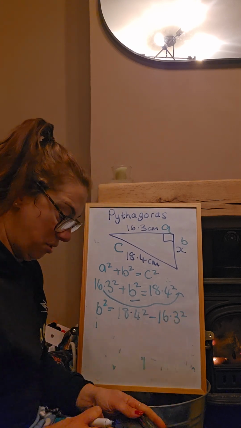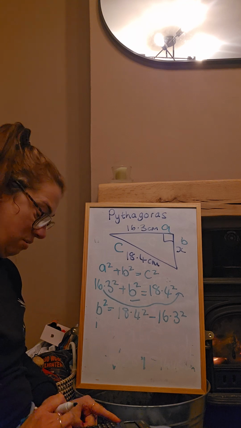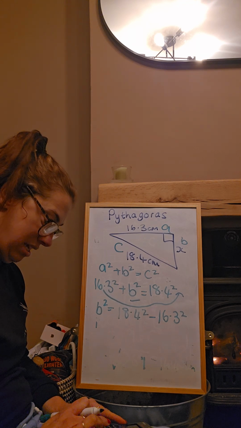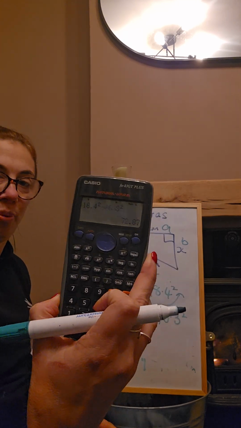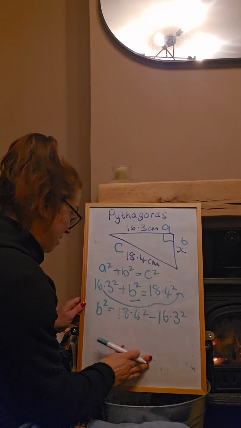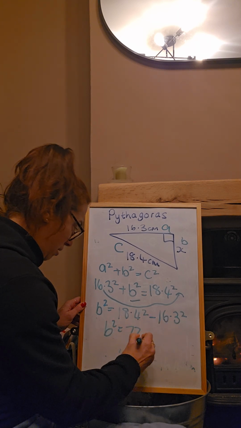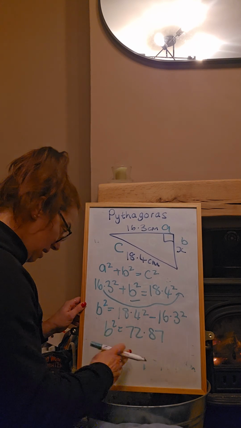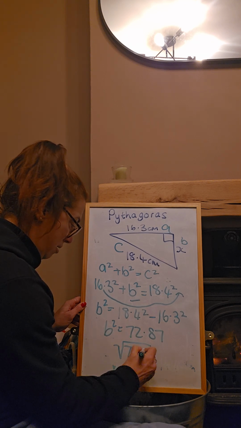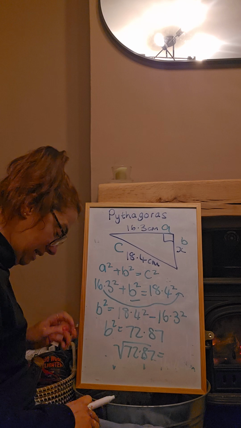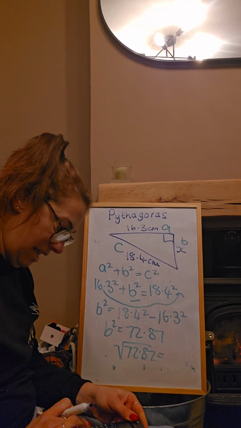We then put this into our calculator. So we do 18.4 squared, take away 16.3 squared. I get 72.87. So it's there that b squared equals 72.87. And then we do the square root to work out b. I'm going to do the answer to 2 decimal places. So find your square root button, 72.87.